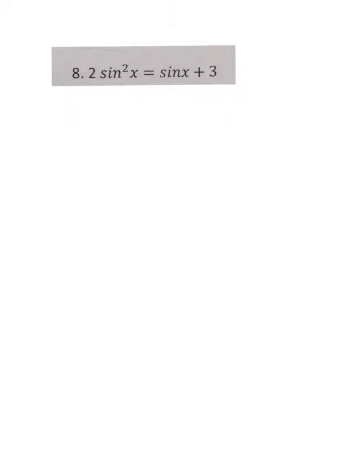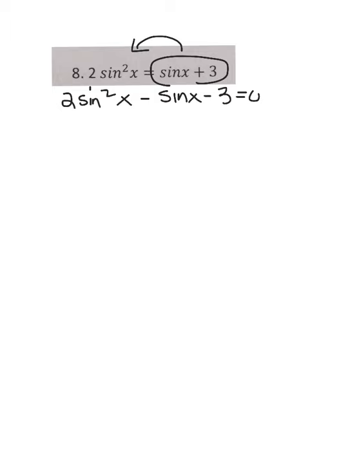All right, so let's look at number 8. Please make sure that you are taking notes in your packet for all of this. Okay, so I am going to take these guys and I'm going to move them over to the x squared side so I can set it equal to 0 and so that I can factor. So I've got 2 sine squared x. That's going to turn that into a minus sine x and a minus 3 and set that equal to 0.